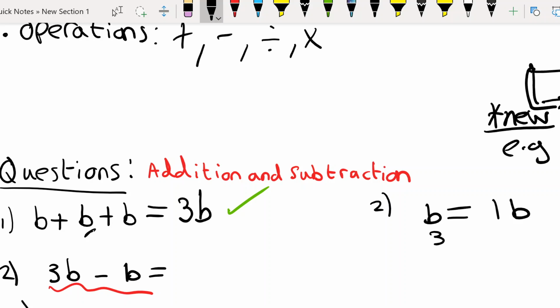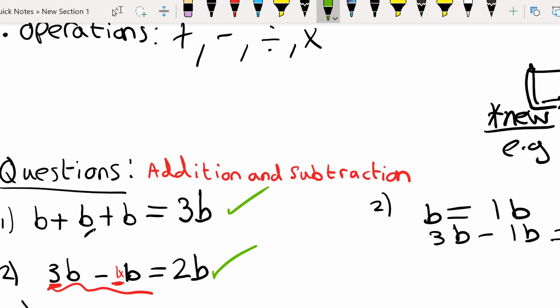So this is question 2, the same as 3 bananas minus 1 banana. If I have 3 bananas and I take away 1 banana, how many bananas do I have left? I have 2 bananas. So don't forget to put your variable on the end, otherwise people are going to forget. It's dead easy. You do the numbers in front of it. In this case, there's a hidden 1 here, which we don't actually write, but it's there. So 3 minus 1 is equal to 2 bananas. You don't want to forget that.